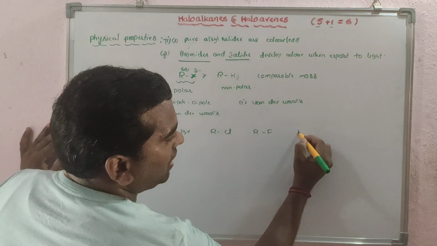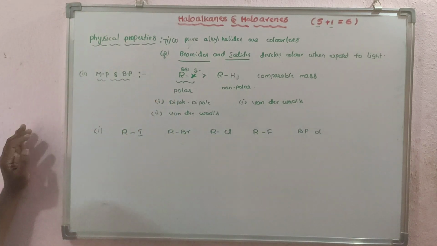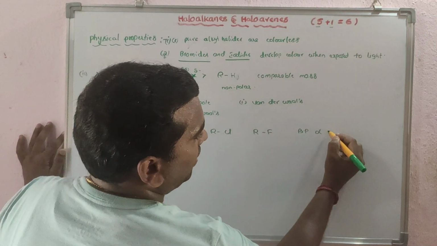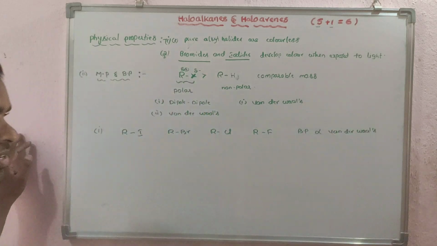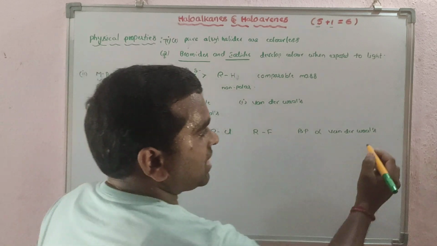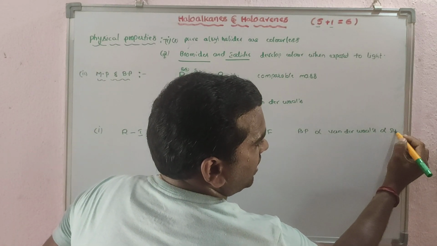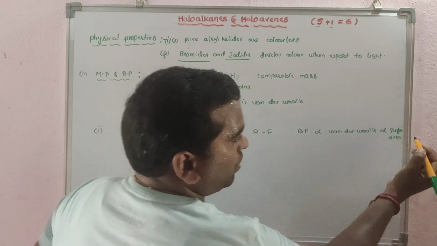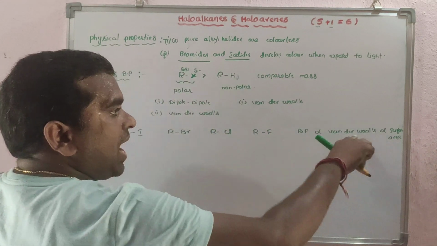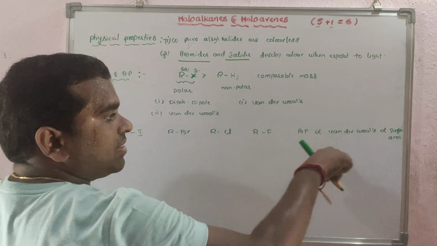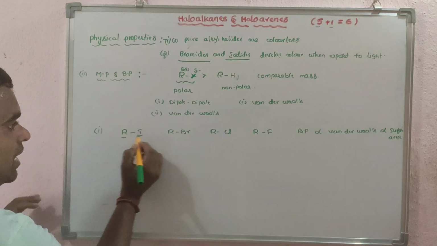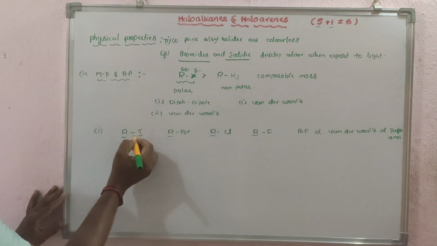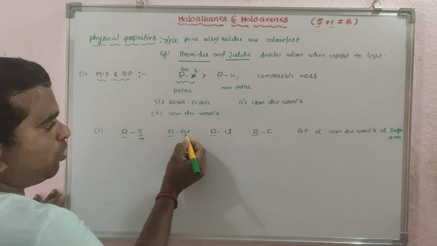Boiling points are always directly proportional to attraction forces, mainly van der Waals attraction forces. These van der Waals attraction forces depend upon surface area. Greater the surface area, higher the van der Waals attractions, and then automatically the boiling points also increase. So it depends upon the surface area. Now you see in this one, all alkyl groups are the same, but the halogen atom is different: iodine, bromine, chlorine, and fluorine.